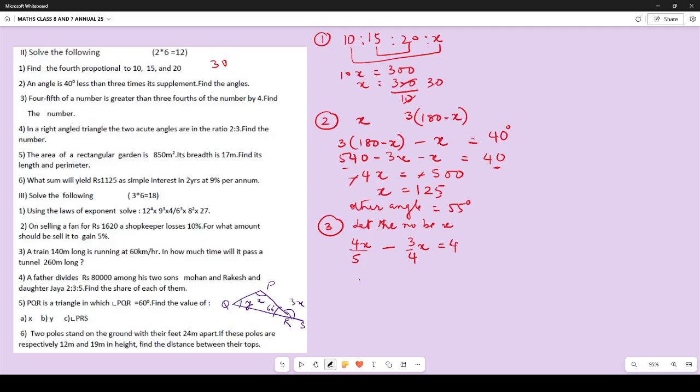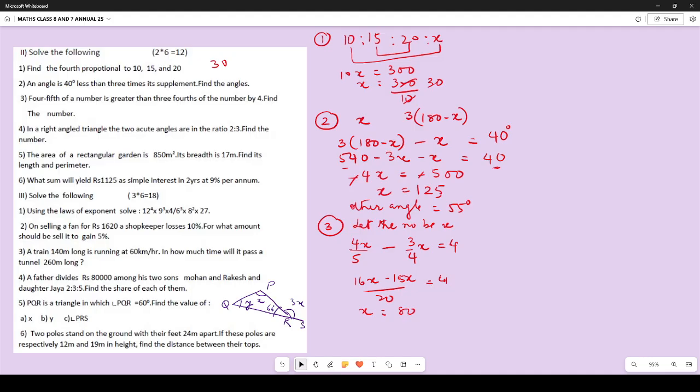You take up the LCM, and what do you get over here? 16x minus 15x by 20 is equal to 4, right? So x is equal to 80. Got that?